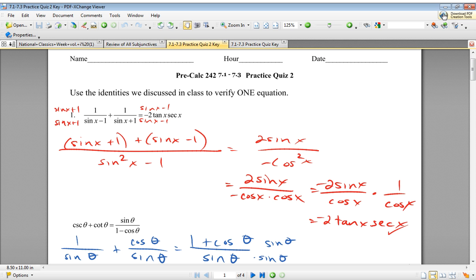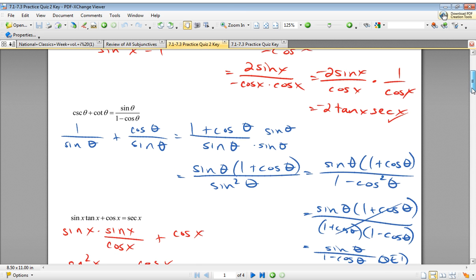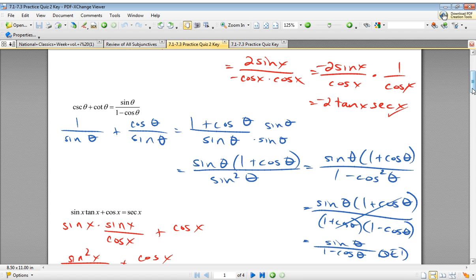Back to number 2. Or, well, I guess this is still part of number 1. This one is a little bit harder to see what is more complicated. Generally, addition is more complicated. So I'm going to start with this left side. Because if I did the right side, I can't break apart the denominator. I'd have to figure out something to multiply by, and I don't want to do that. I don't want to figure it out. So I'm just going to go with the addition side and turn everything into sine and cosine, because that's the best way to start. So I will do 1 over sine plus cosine over sine.